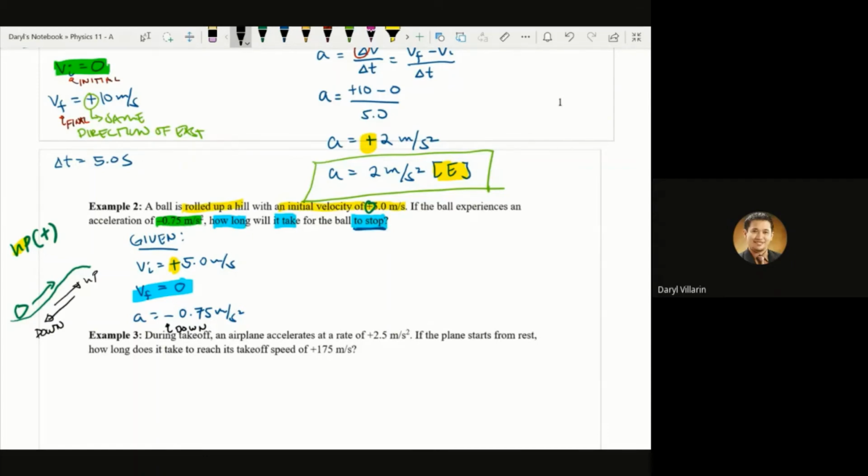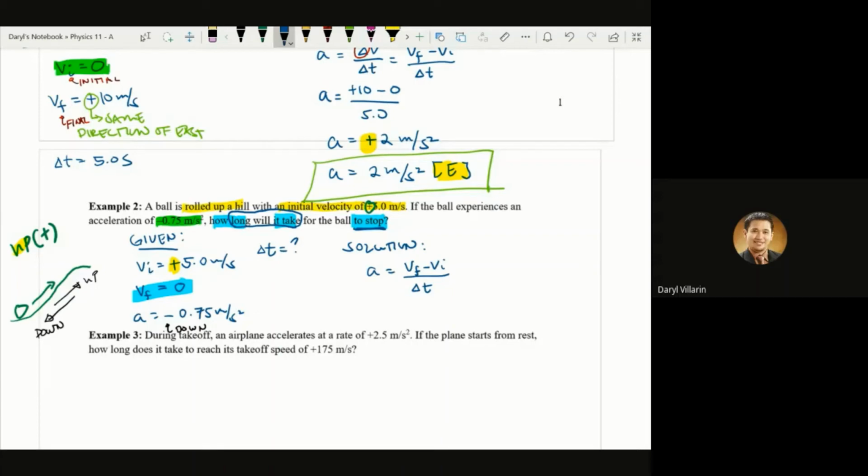So now we need to know how long it takes. So it tells you that you're solving for the time, or delta t in our case. Delta t or t, it's the same thing. So now for our solution, we always start with the equation that we have. We know that by definition, a is Vf minus Vi over delta t. But I'm solving for delta t.